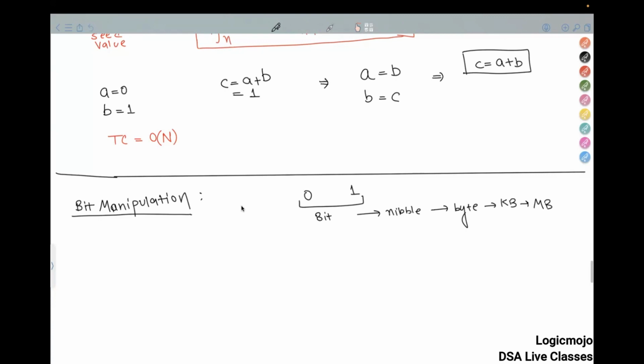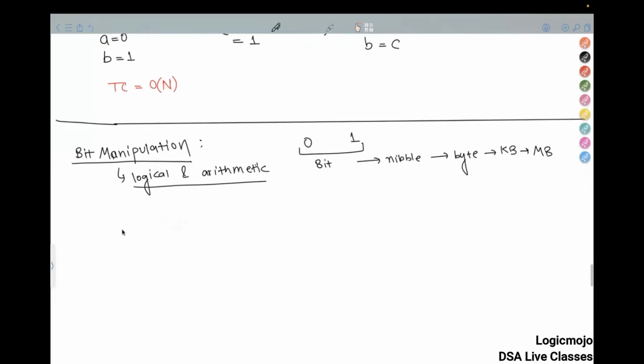So bit manipulation is basically applying some logical and arithmetic operations on these bits. If we say what bit manipulation is, it is some logical and arithmetic operations on bits.